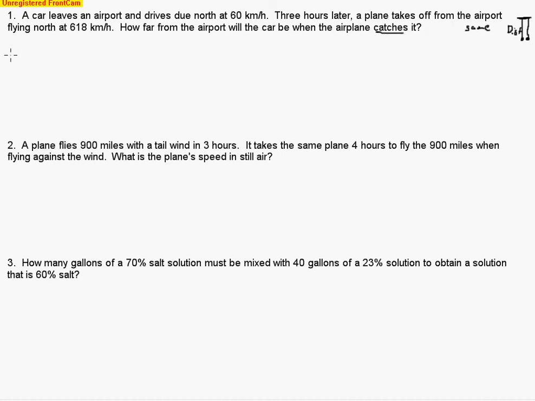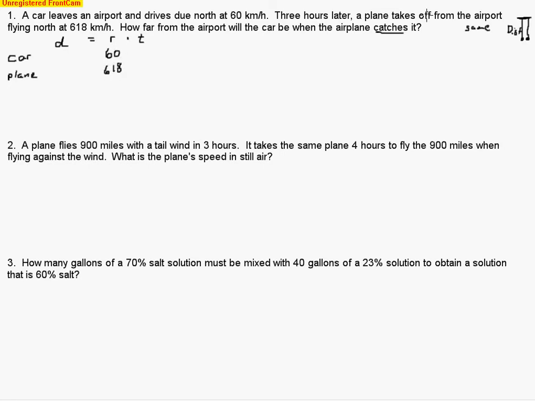So let's start off by writing our two equations. We've got our car equation, and we've got our airplane equation. I'll just write plane for now. And it's going to be distance equals rate times time. Well, most people like to fill in the rate first. That's what's given to us. Those are the numbers, at least, that are given to us. So the car is going 60 miles an hour. The plane's going 618 miles an hour.